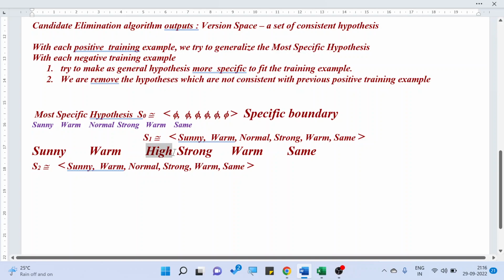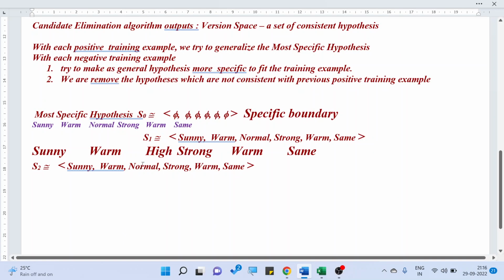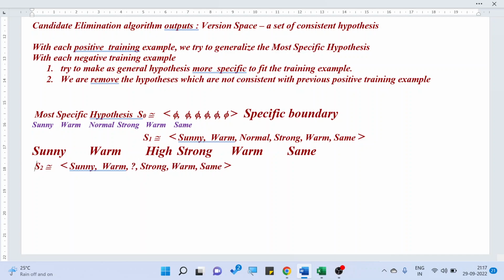Here the training example is saying if the humidity is high, he will enjoy. My hypothesis is saying from the previous example, if the humidity is normal, he will enjoy. Both are true. Whether humidity is high or normal, in both situations he will enjoy. So, to accommodate both the values, normal as well as high, I will replace that with a question mark. By question mark I am saying either normal or high. Then strong and strong, no need of change, warm and warm, no change, same and same. So this is your S2.